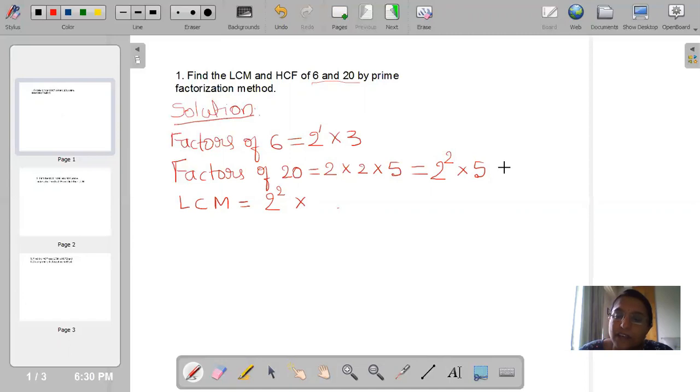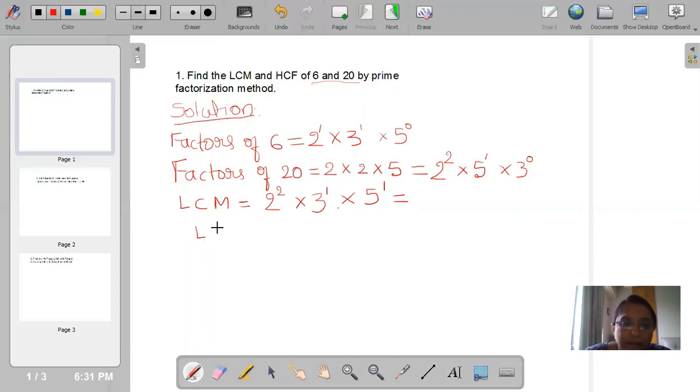Here 3 is not there, means we can write 3 raised to 0. 3 raised to 0 is 1. You have to assume like that. So 3 raised to 1 is greater; you write 3 raised to 1. Next, 5 is there, and here 5 is not there. We can again assume 5 raised to 0. Which one is greater? 5 raised to 1 is greater, into 5 raised to 1. This product gives the LCM of 6 and 20.